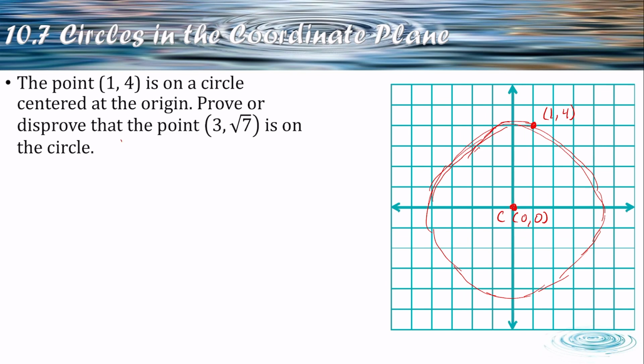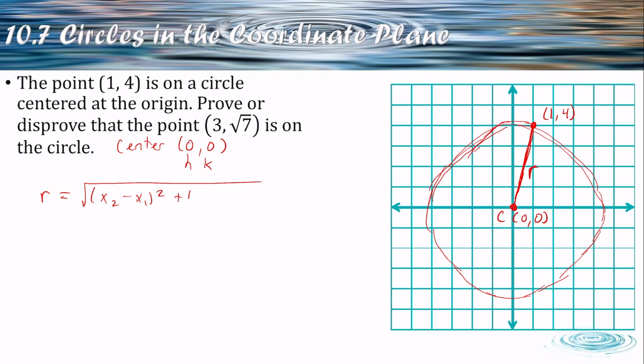What do we know? We know the center is (0, 0). So that is the h and the k. We're supposed to prove or disprove that the point (3, √7) is on the circle. Which means what we're going to do is we're going to find the equation of the circle, plug in that point, and see if it works. To do that, we need to know our radius. The radius will be here. So I'll use the distance formula to find the radius.